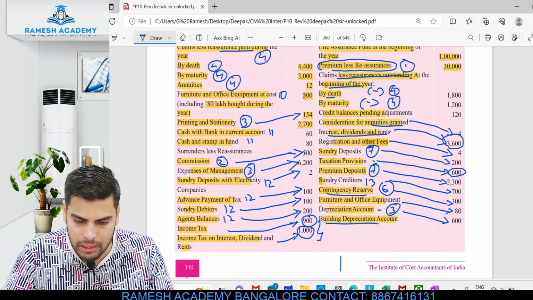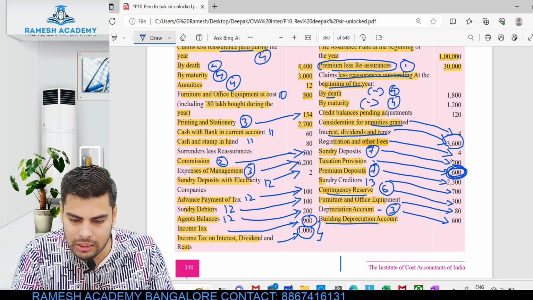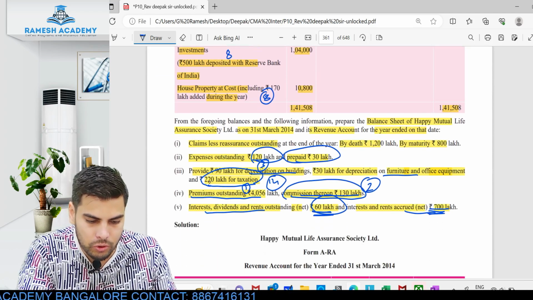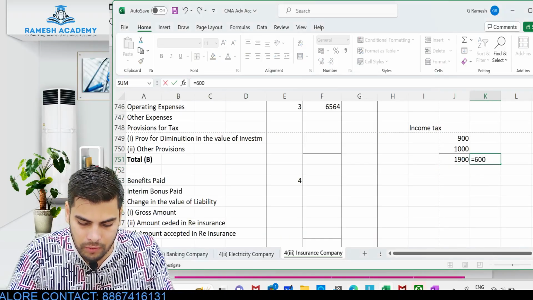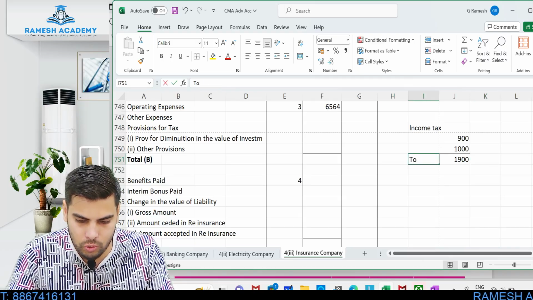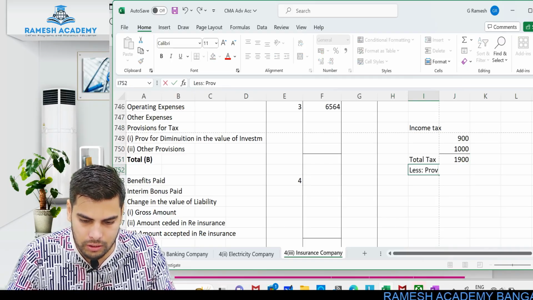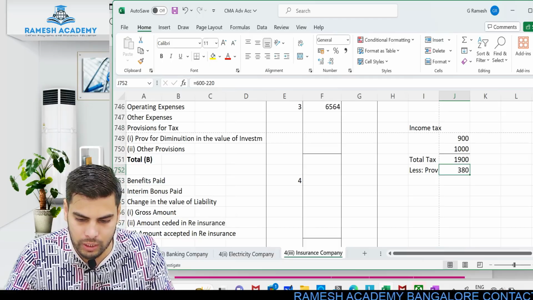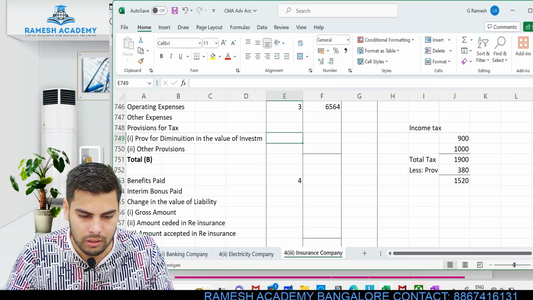Now, for provision, they have given two pieces of information. In the trial balance, how much is the provision? Provision for tax, they have given as 600, but in the adjustment they have clearly mentioned that you need to maintain provision only to the extent that 220 should be the closing balance in the provision. So out of 600, if you need to maintain only 220, don't you think 380 has to be written off? This is the total taxes, less provision written off, or utilized from the provision. Out of 600, you're maintaining 220 at the end. It means to the extent of 380 you have utilized from the provision. So 1520 rupees will be the taxes paid over here.